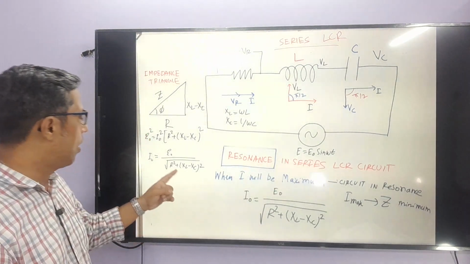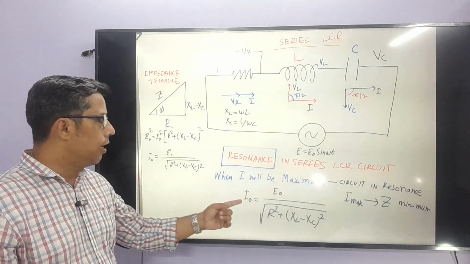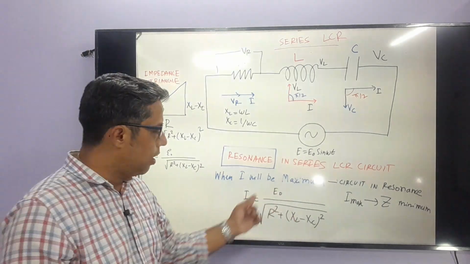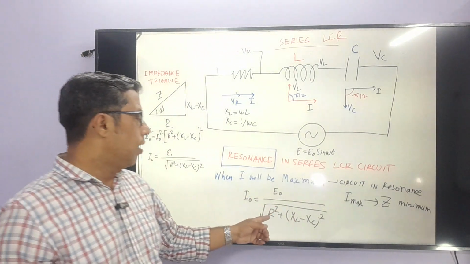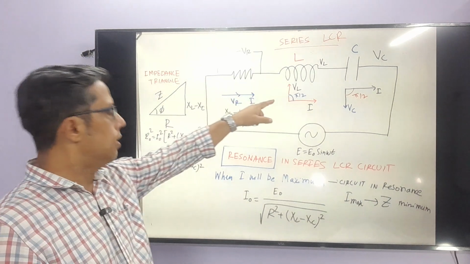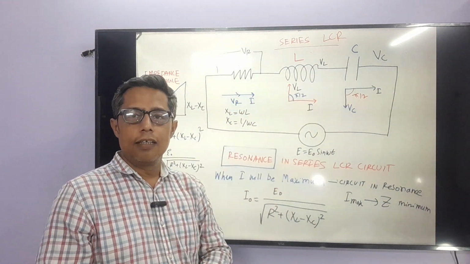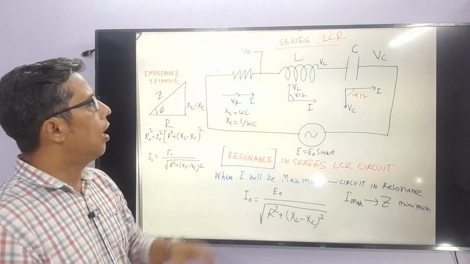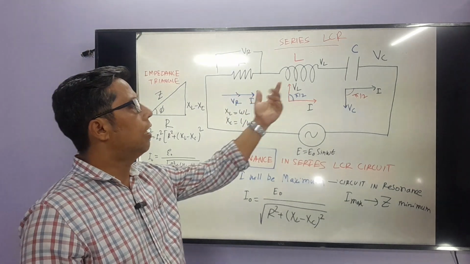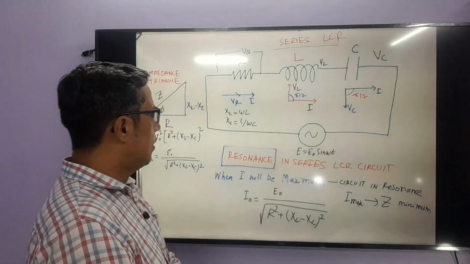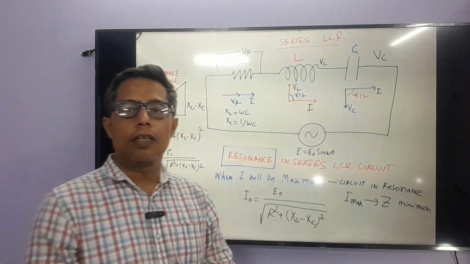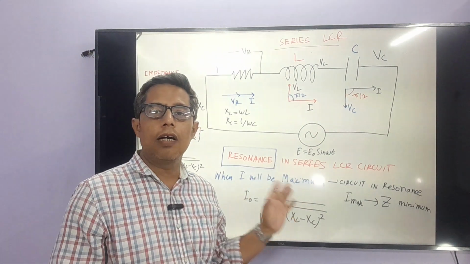So before going to resonance, we have to understand this relation. The current I0 is equal to the voltage divided by the total impedance. The total impedance is the square root of R squared plus (XL minus XC) squared. So three contributors: this is R, this is XL, this is XC. Earlier, if there was no inductor and capacitor, it was purely resistive. Now it is resistive, inductive, and capacitive. XL is the resistance due to the inductor, and XC is the resistance due to the capacitor. Three of them are working together over here.